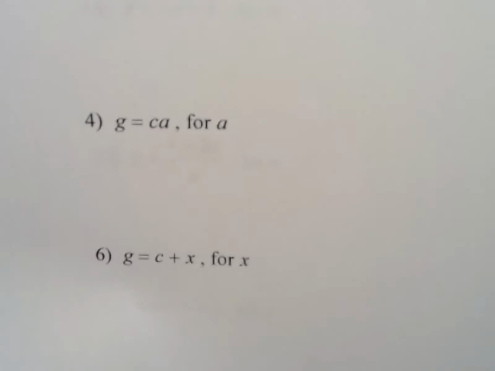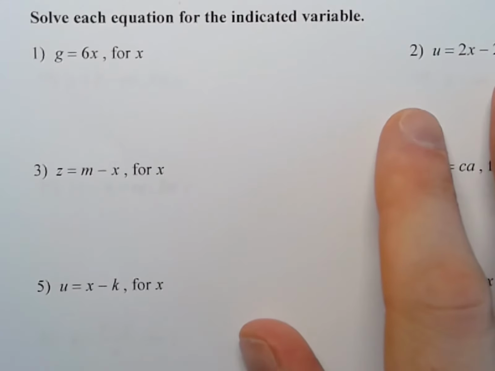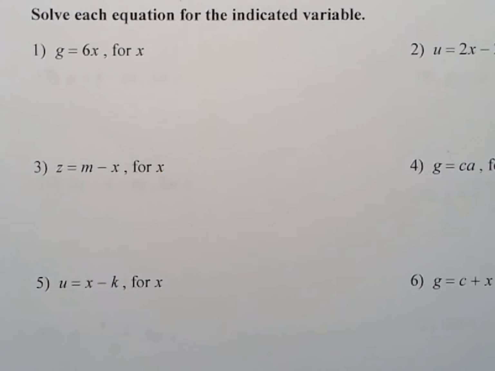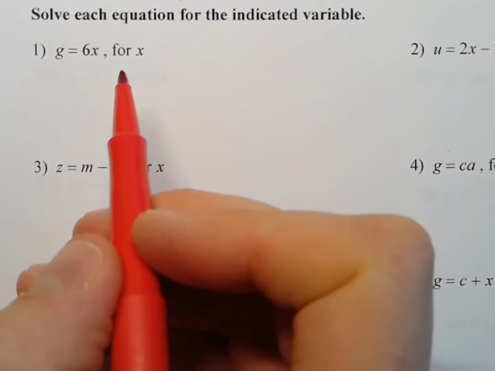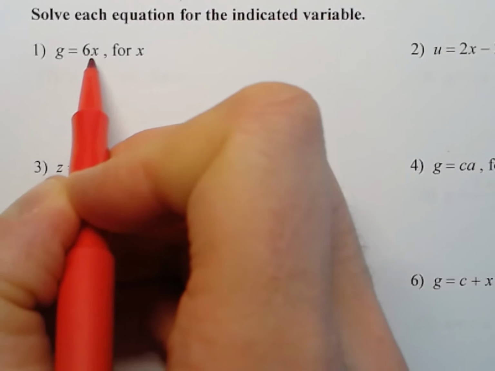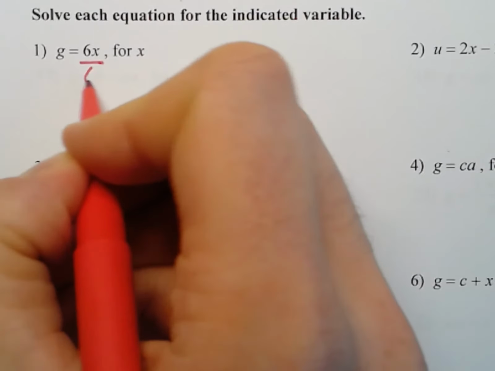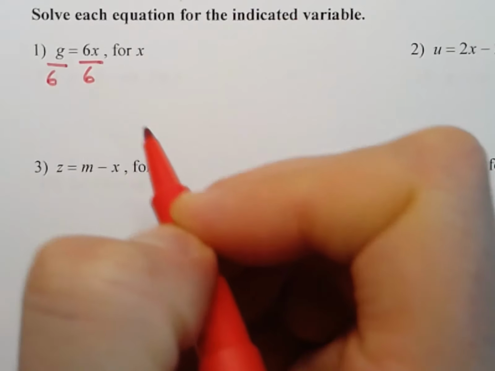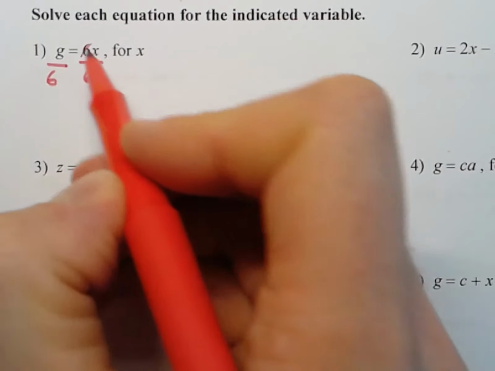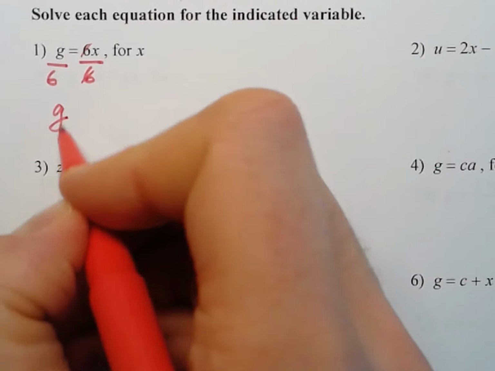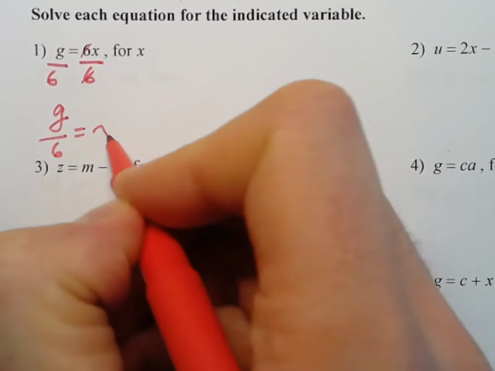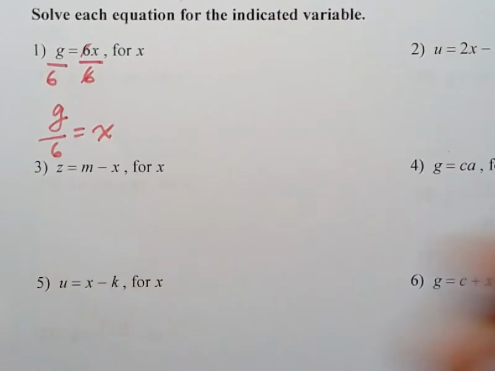I'm just going to zoom in a little bit. Okay, so let's say g equals 6x, and we're solving it for x. Okay, so if I want to solve it for x, x is being multiplied by 6. So if I want to undo this, I have to divide by 6 and divide by 6. And so these 6's go away, and I have g over 6 equals x. And that is my answer there.